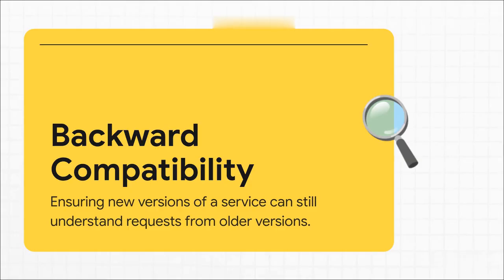The best way to think about this is as your fundamental safety net. The core idea is really simple. Any new version of a service has to be able to understand requests and data from the older versions. This makes sure that when you roll out an update, you don't immediately break every single service that depends on it. It's our first line of defense.